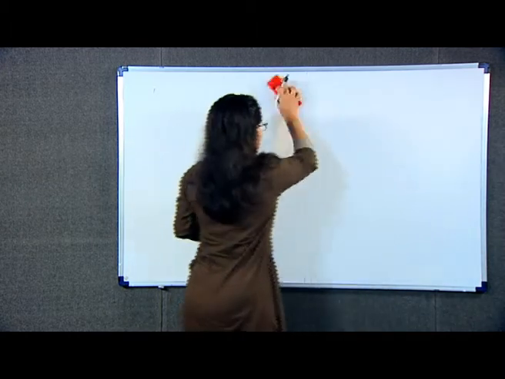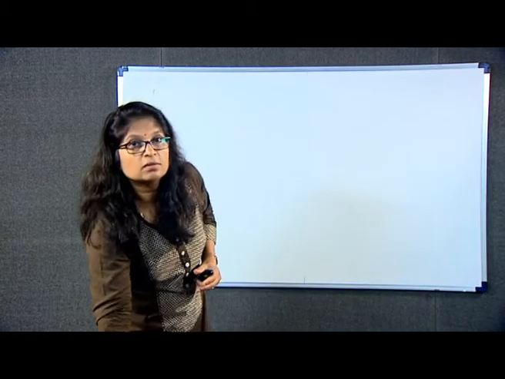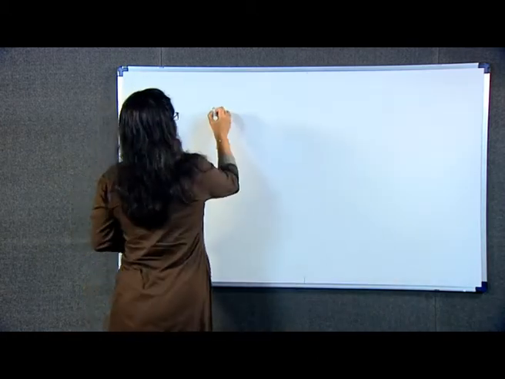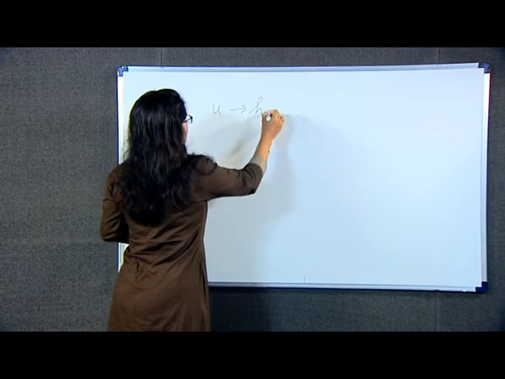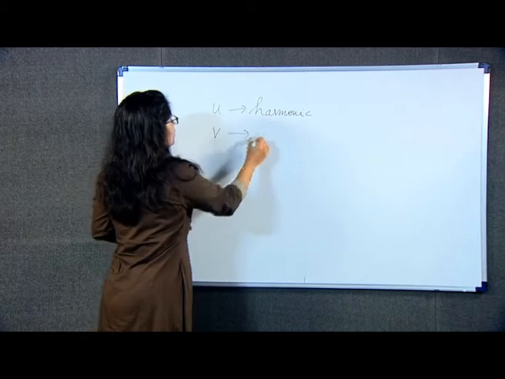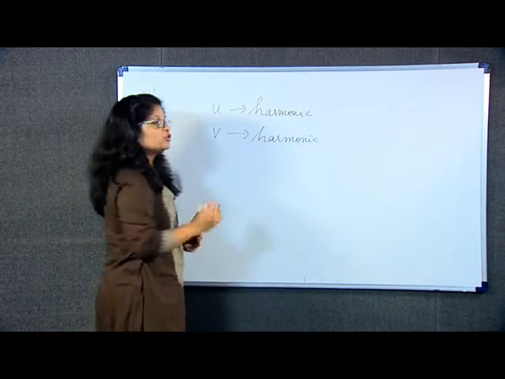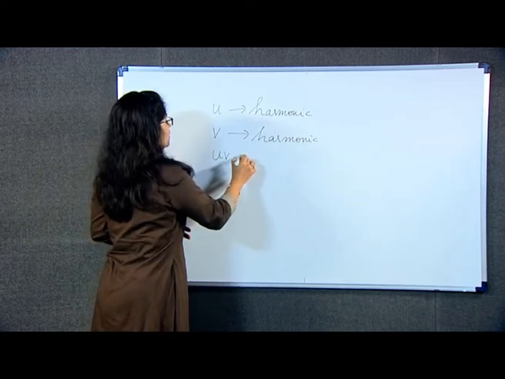So, let us quickly see this result, how to prove that u into v is harmonic, given that u is harmonic and v is also harmonic. You have to prove that uv is harmonic.